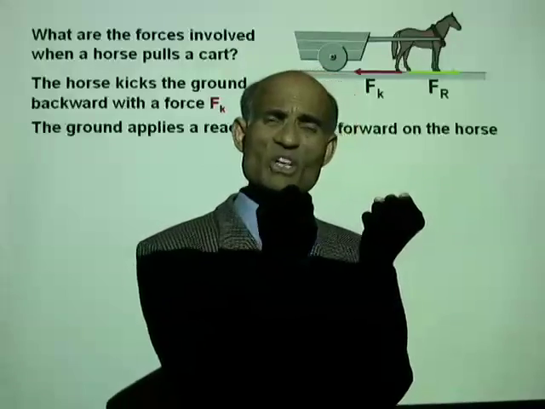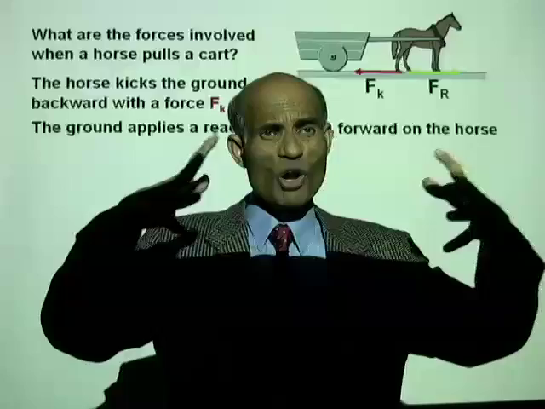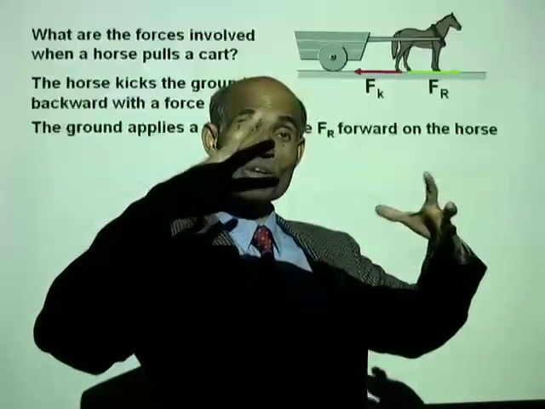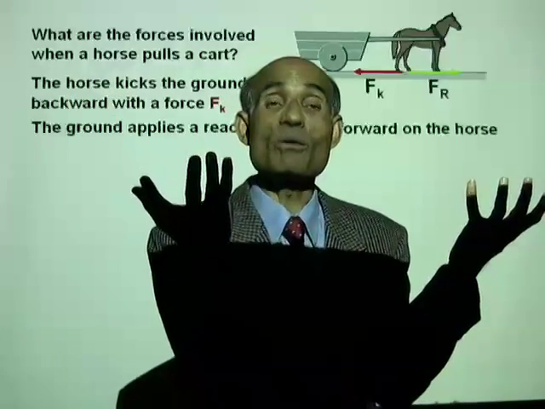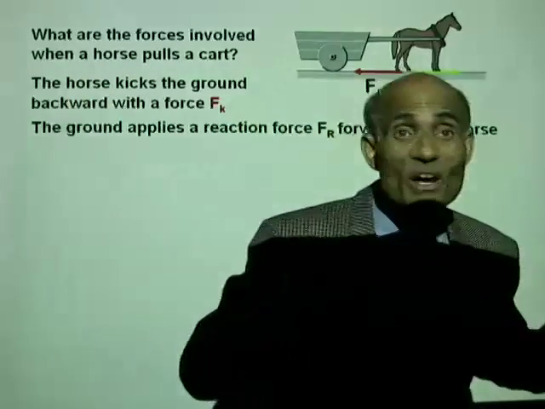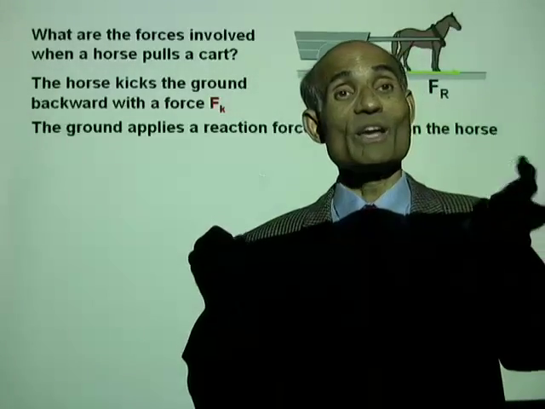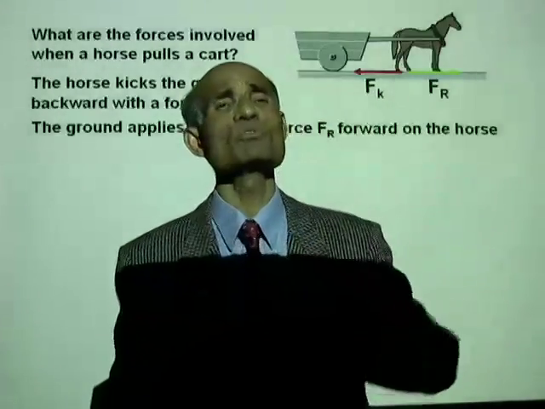Now, shouldn't that kick move the earth? Well, we assume that because all these kicks are so random, the total effect of all those kicks will average out to be zero. So you kick the earth backward, the earth pushes you forward. If the earth doesn't push you forward, you will never be able to walk.